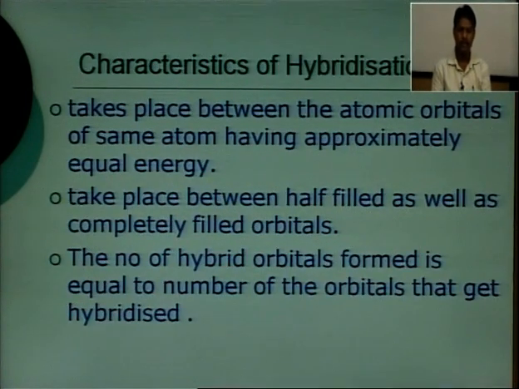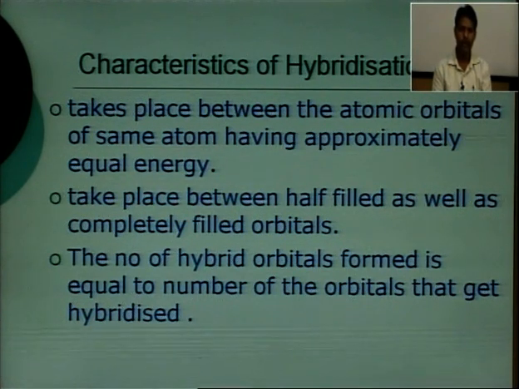Characteristics of hybridization. Hybridization takes place between the atomic orbitals of the same atom having approximately equal or slightly different energy. Hybridization takes place between half-filled as well as completely filled orbitals, that is, valence orbitals are involved in hybridization. They may be half filled or completely filled.